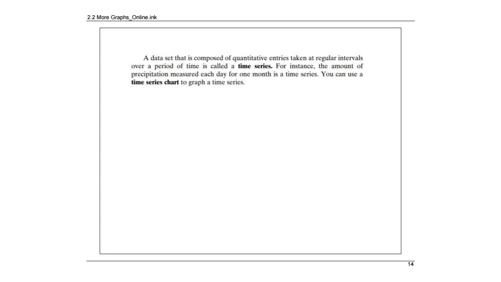All right, next we're going to look at what's called a time series. So what's going to happen is the time is going to be along the horizontal axis, the x-axis on the bottom, and then depending on what you're looking at, that's going to be on the y-axis, the vertical. So let's say the amount of precipitation measured each day for 1 month, each day is going to be along the bottom, and then the precipitation level, probably in inches, is going to be on the vertical axis.